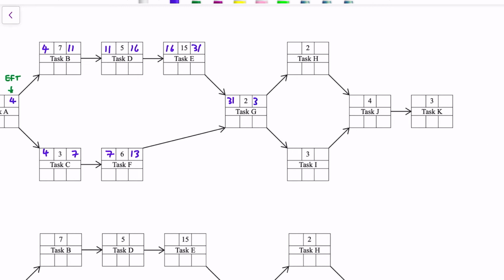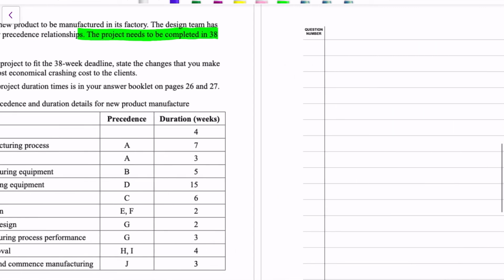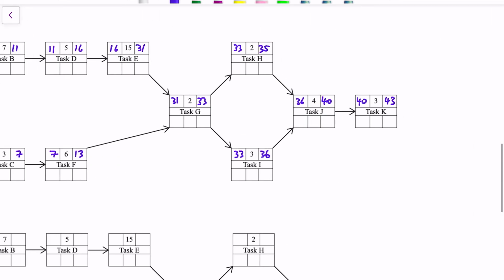31 plus 2 is 33, 33, 30, C is 35, 33, 36, 36, 40, 40, 43, and the deadline we were trying to meet was 38 weeks, and we've taken 43. So we need to crash it. Crashing means shorten the project. We need to shorten it by 5 weeks by employing more people or paying more money.